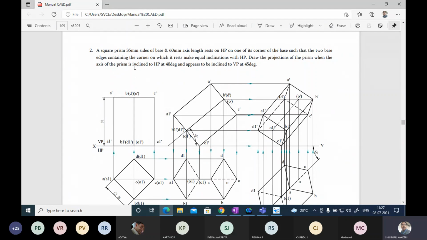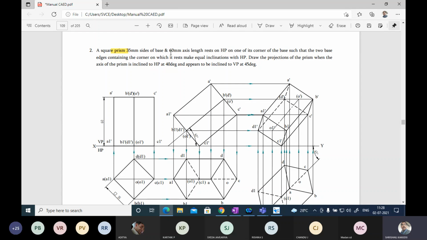A square prism. Please look carefully whether it is a prism or a pyramid. First attention is this only. It is a prism, square prism. Okay, square prism of 35 mm sides of base and 60 mm axis length.